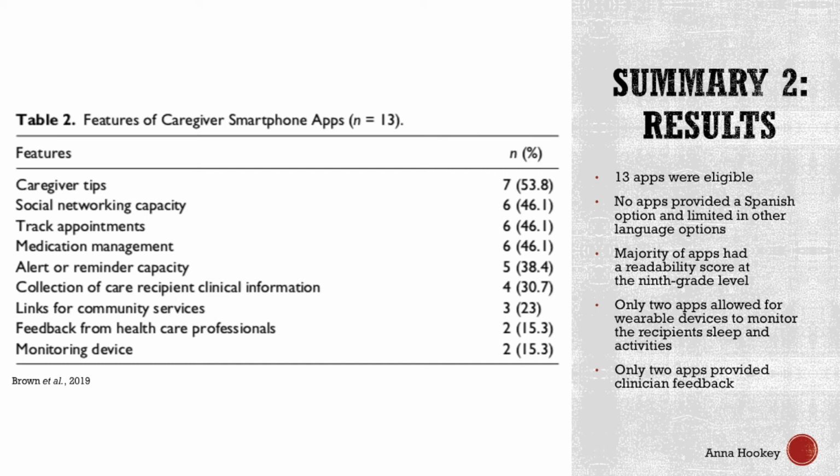Majority of the apps only offered a readability score at a 9th grader's level. If the readability of a text is at a 9th grade or greater, the elderly population will have difficulty reading words, sentences, and materials. It also showed that only 2 apps allowed for a wearable device to monitor the recipient's sleep and activities, as well as only 2 apps provided clinician feedback. This makes it more difficult for the caregiver if they are a spouse and rely on that clinician feedback in order to provide for their loved one.